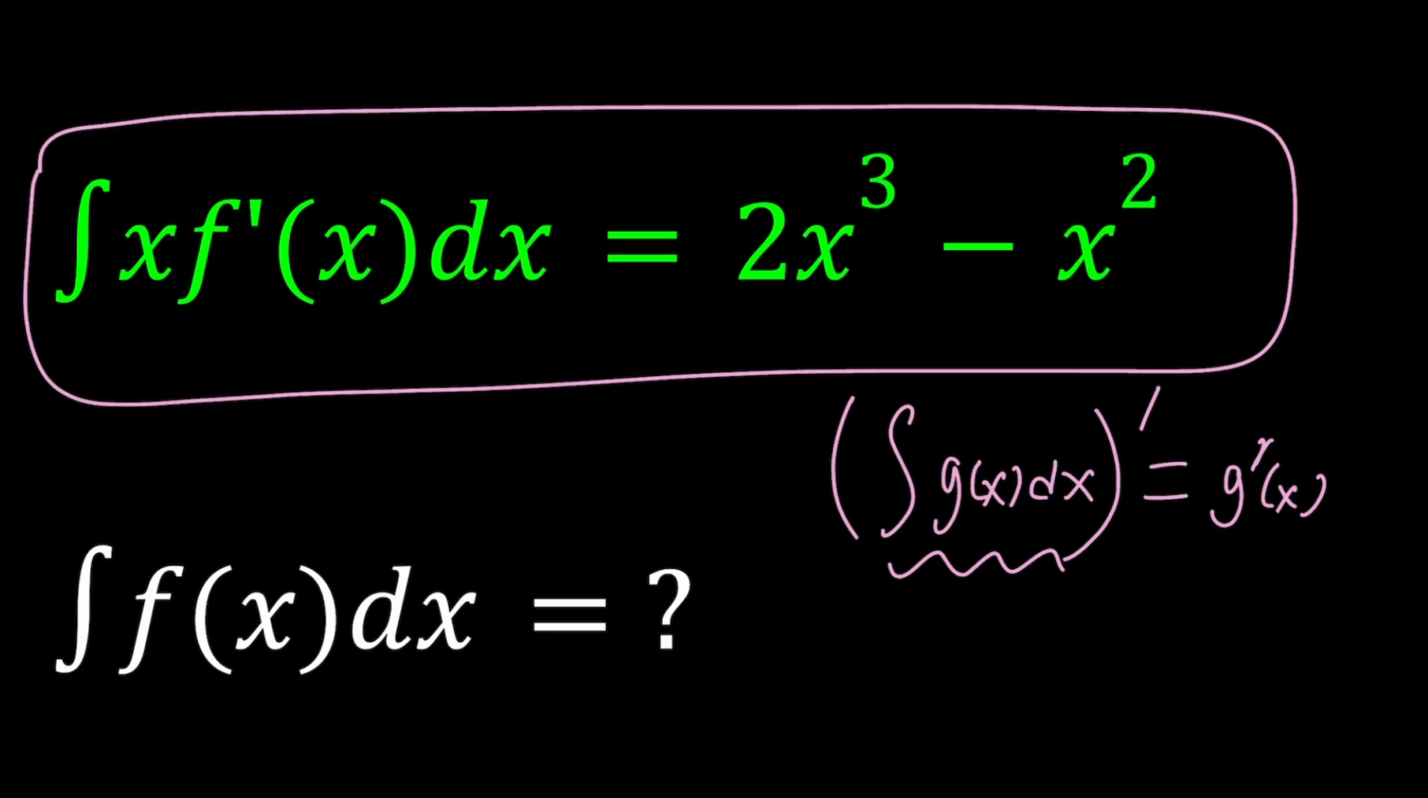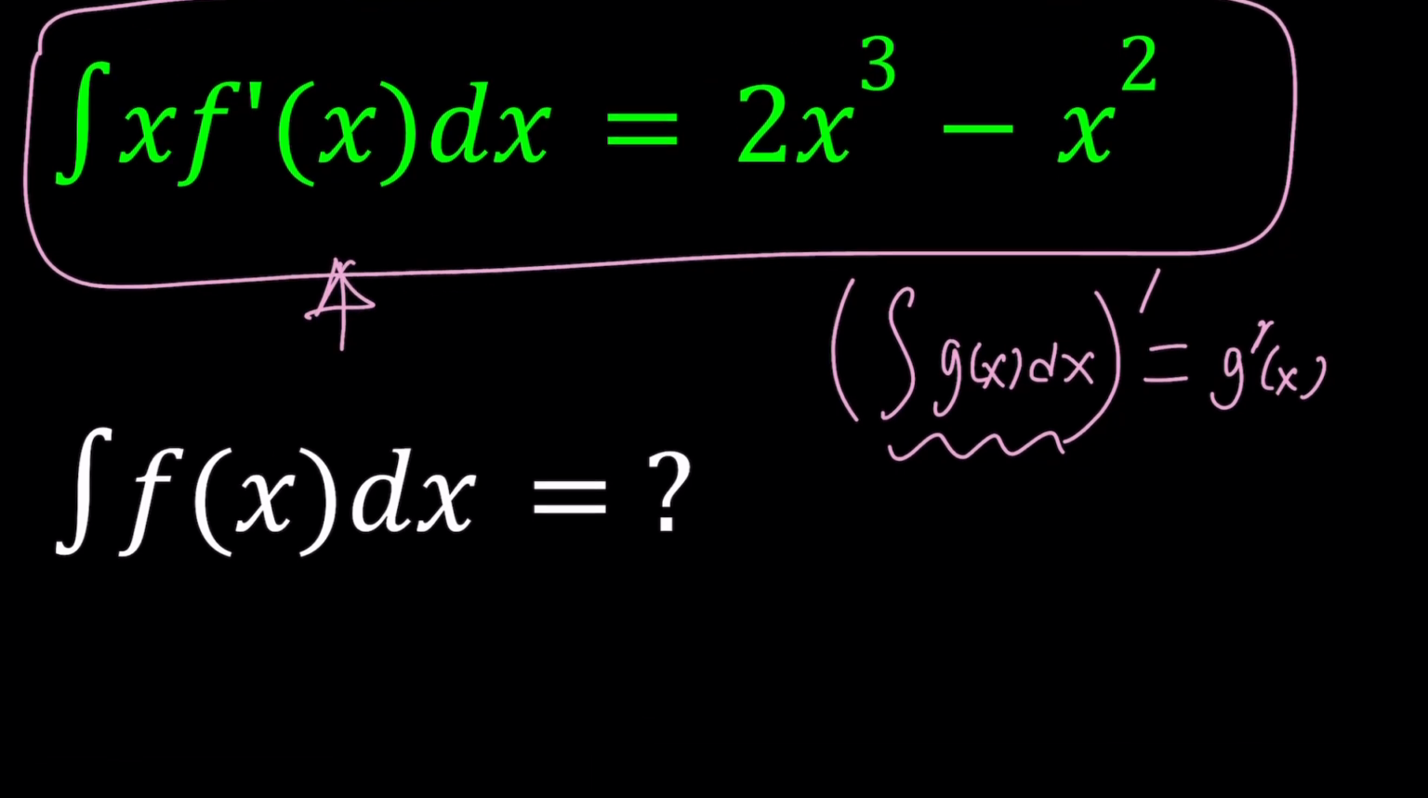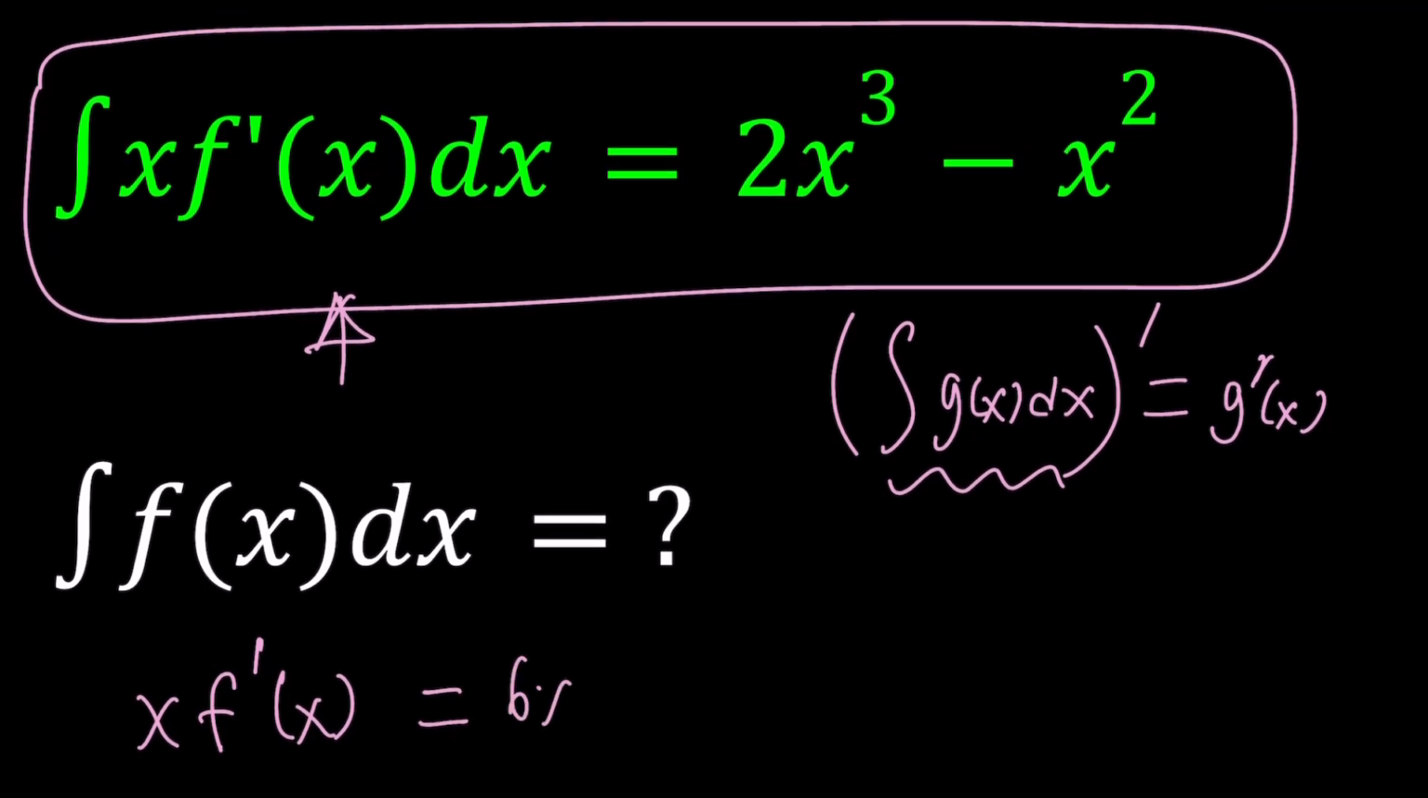Okay, so that's how it goes, and this can be easily proven by setting this equal to another function like f of x, such that g of x is the derivative of another function, like finding an antiderivative, and so on and so forth. Anyways, let's go ahead and differentiate both sides here. When we do, we're going to end up with x times f prime of x equals the derivative of the right hand side, which is 6x squared minus 2x.